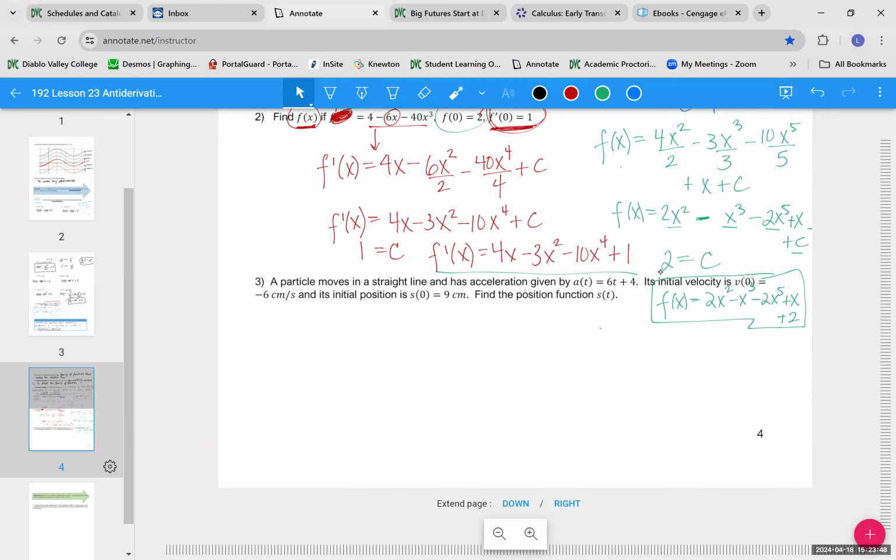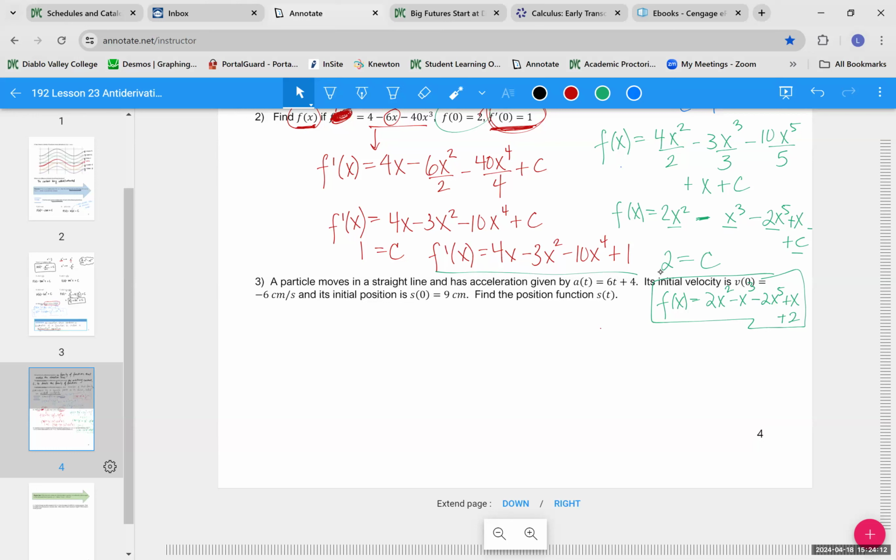Okay. So number 3 is actually almost the same problem. It's just given to us in the context of velocity and acceleration and so forth. So we have a particle that's moving in a line, and we have its acceleration function. They give us an initial velocity and initial position. And so you need to find the position function.